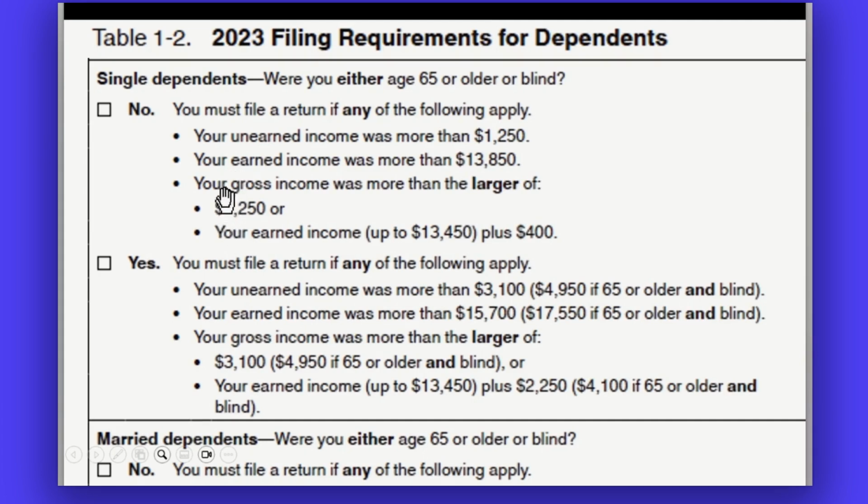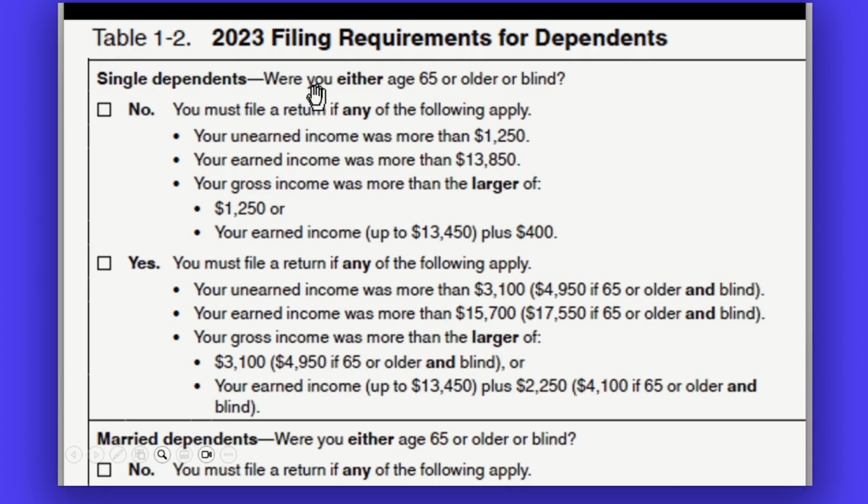So this last category I know it sounds a little bit confusing. It's just trying to catch people who fall into an in-between category. They want to make sure that they also report. So just take it for what it is for now. Unearned income of 1,250, earned income of 13,850. Those are the main numbers you need to remember. And then you do just want to be familiar with this. If their total of their earned and unearned income, or their gross income, is more than the larger, or which of these two is bigger, 1,250 or their earned income plus $400. In any of those cases, they must file a 1040.